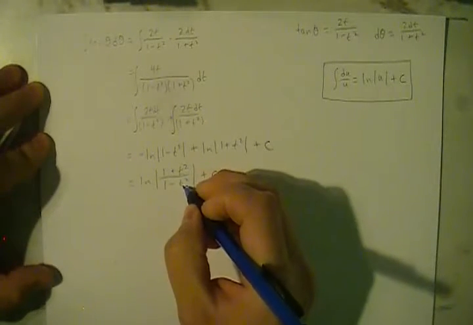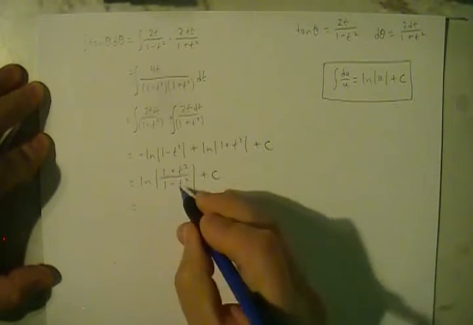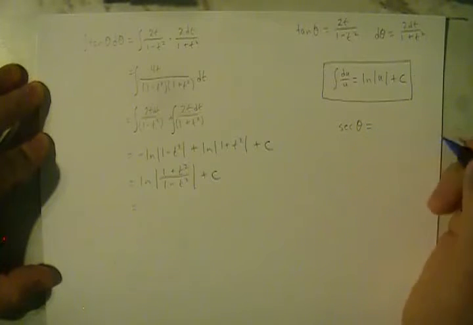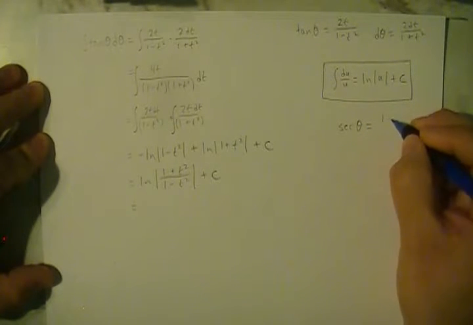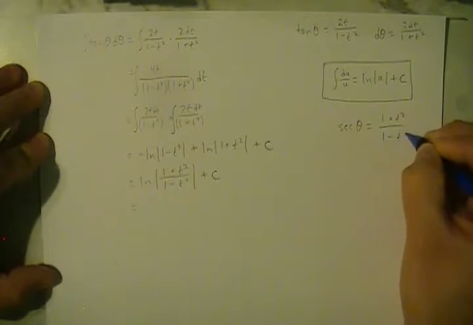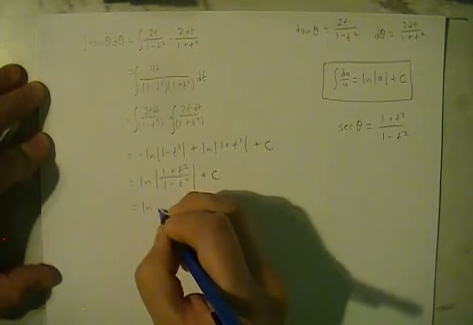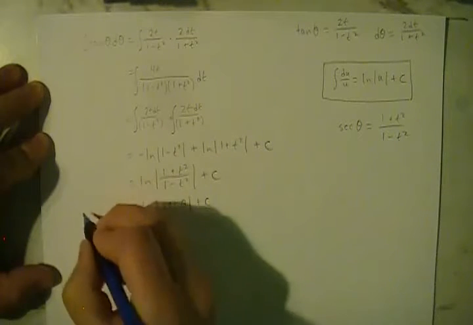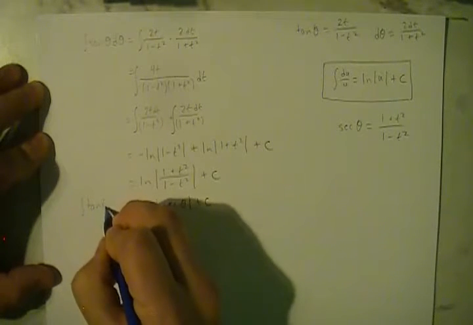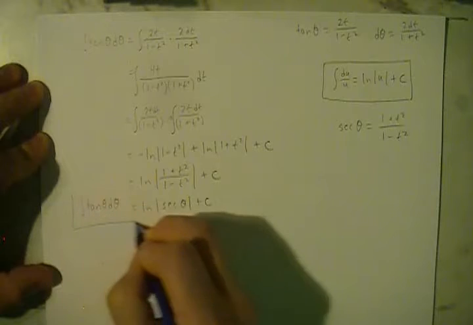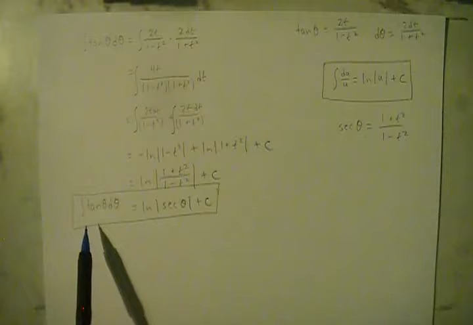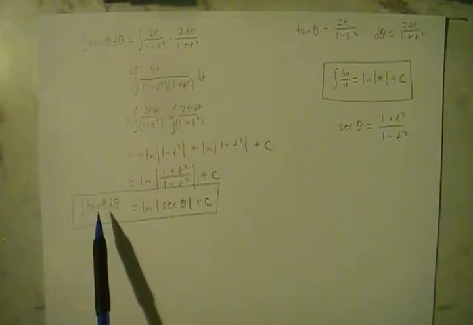the, so now on the inside here, this is going to be the secant of theta, because secant theta was the reciprocal of cosine, which was 1 minus t squared over 1 plus t squared. So I can rewrite it now as the natural log of secant theta plus constant. Alright, so that was our goal here. We wanted to show if we could find out what the integral of tangent theta d theta was.